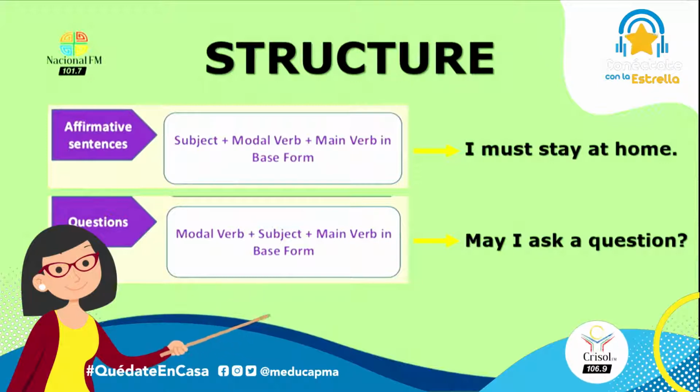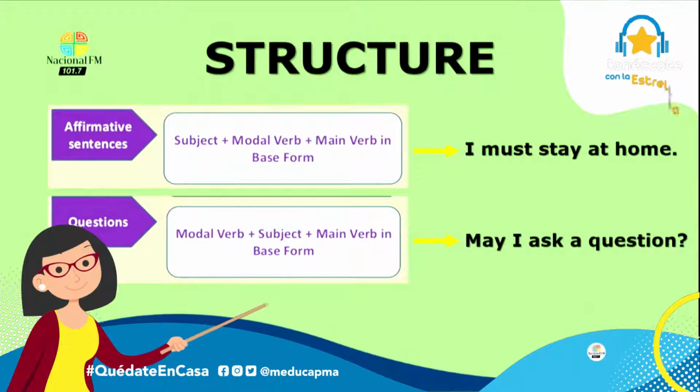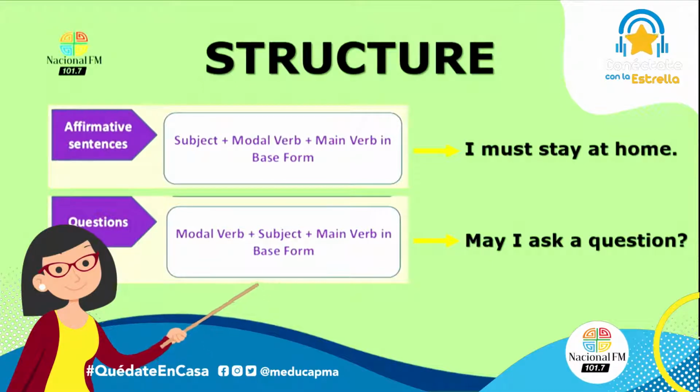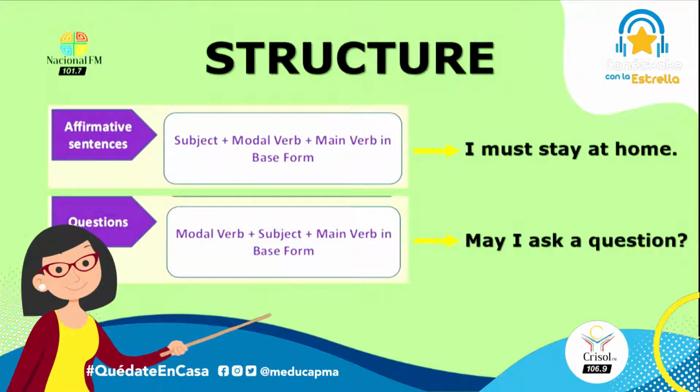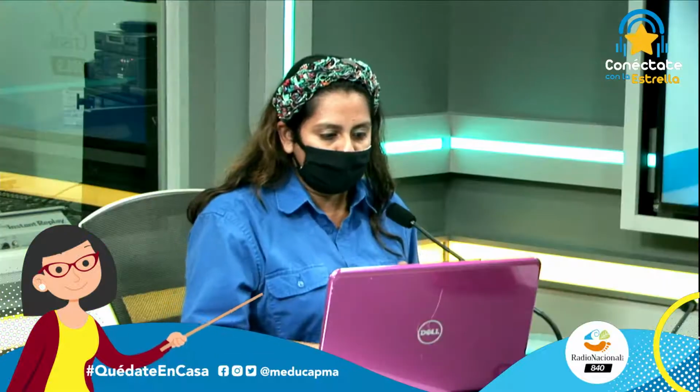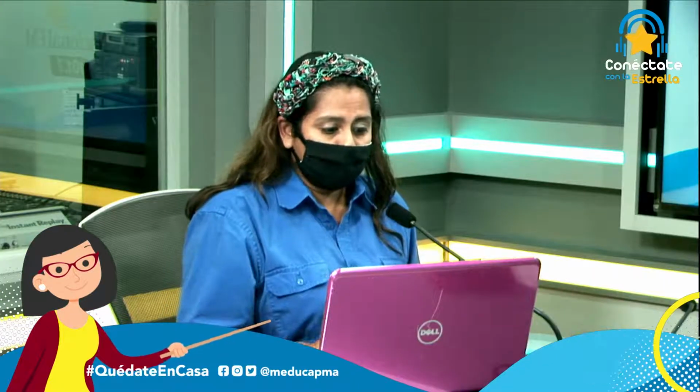If we are going to use a question, modal verb plus subject plus main verb in base form. Example, may I ask a question? You use may, the modal verb. I, the subject. Ask, main verb in base form, and then the object, a question. Okay, very good.